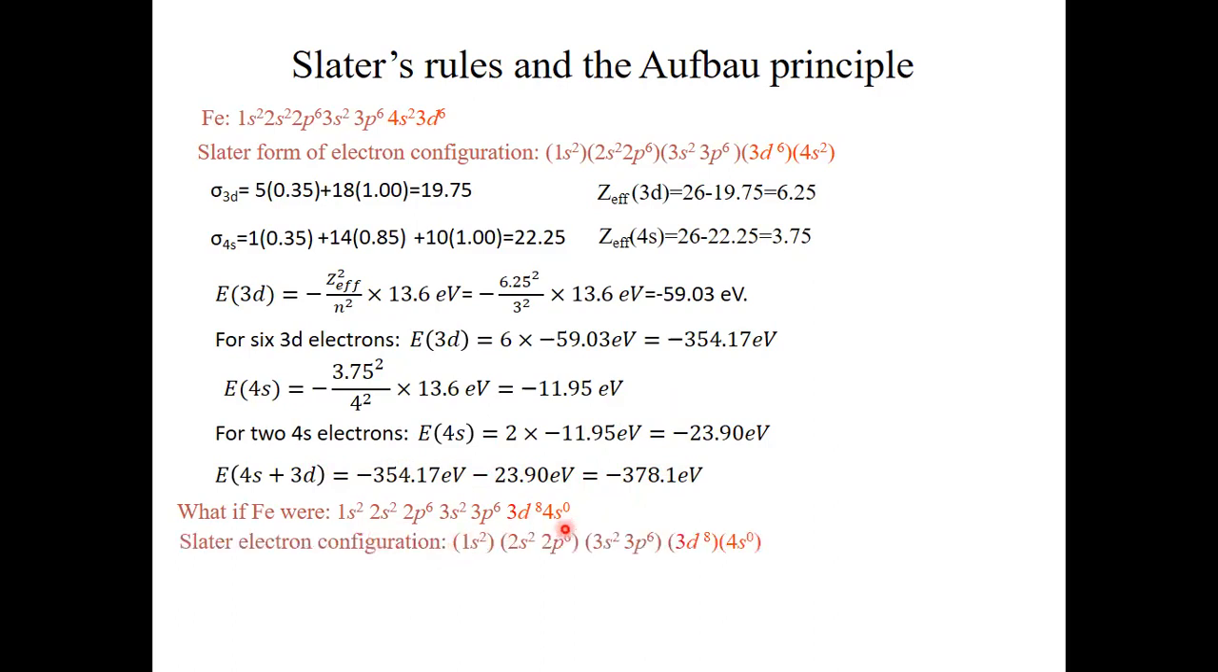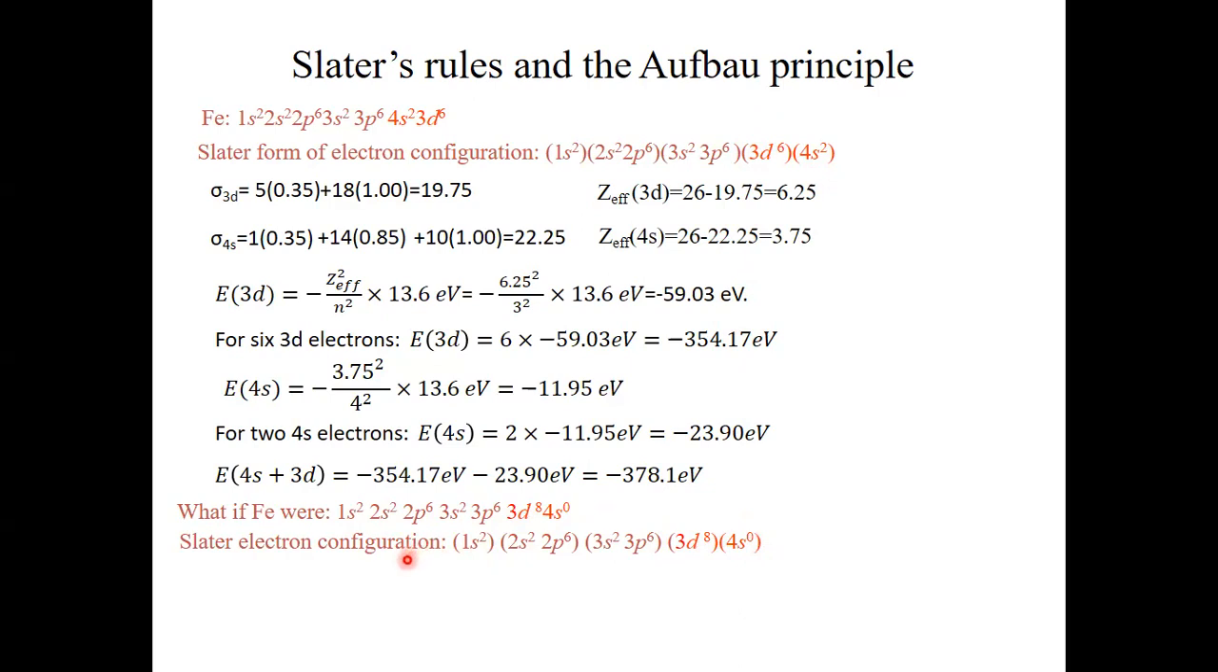In Slater form, this electron configuration runs like this. We place the 3d electrons in front of the 4s electrons. But in contrast to the previous case, we have 8 d electrons and 0 4s electrons.